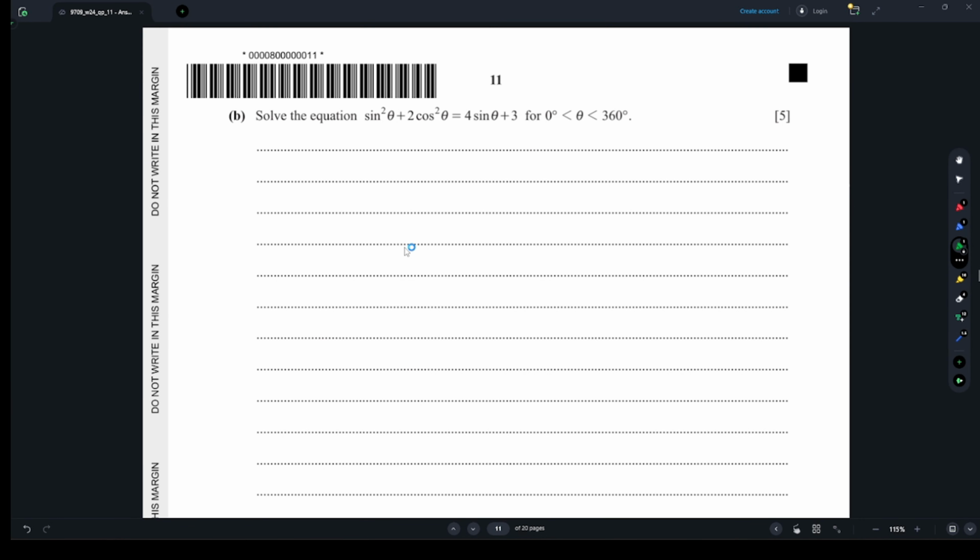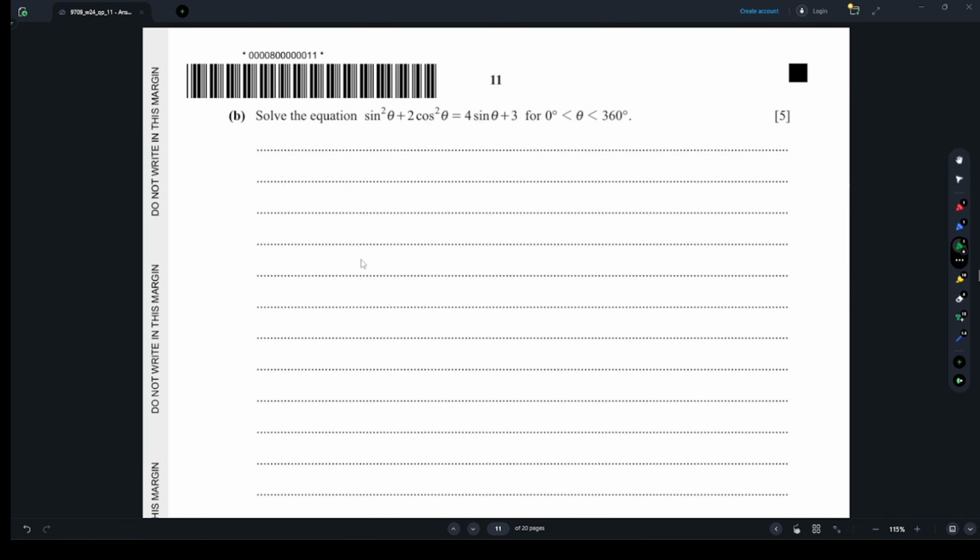Then the second part, part B: solve the equation sine square theta plus 2 cos square theta equals 4 sine theta plus 3. This is interesting. How can we do it? Here we have a problem: we have cos square also. So we have to have everything in one term.